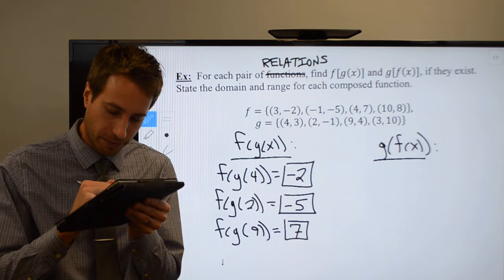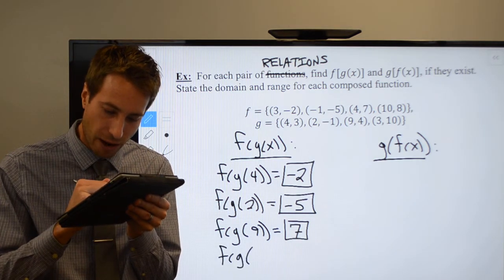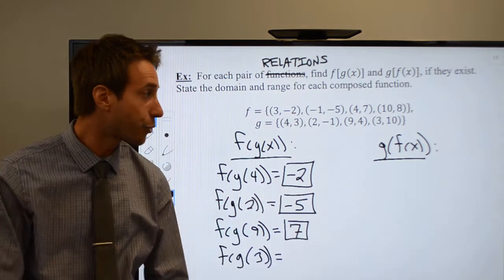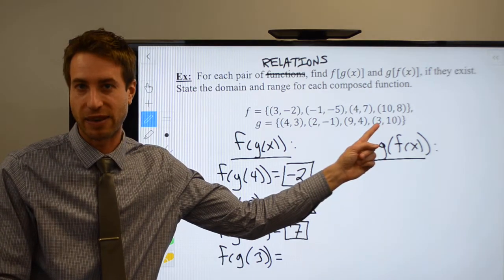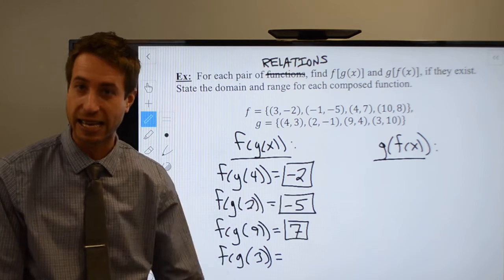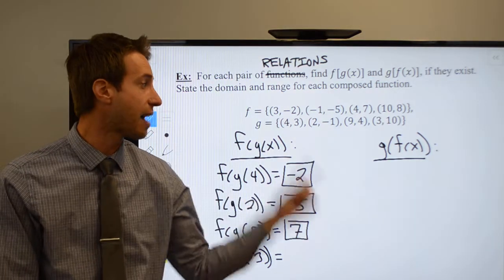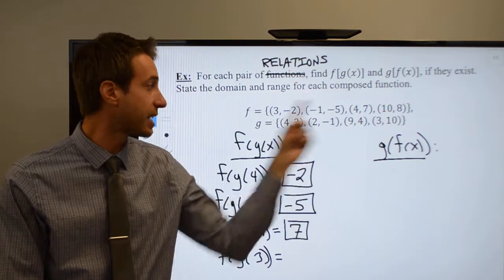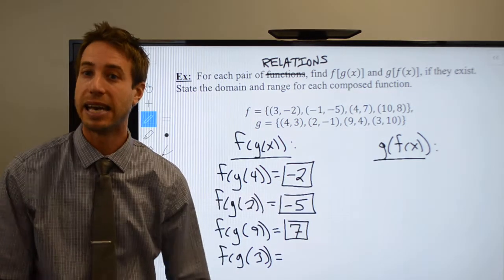The last one, f of g of 3. Why a 3? Because 3 is my last domain value. That's the last one I have to plug in. I plug a 3 into g. G gives me back a 10. Take that 10 and plug it into the relation f. There it is, 10 right there. I plug a 10 into f, and f gives me back an 8.